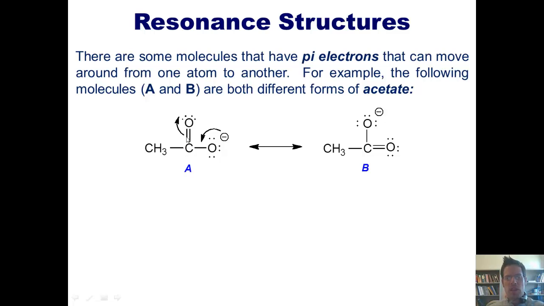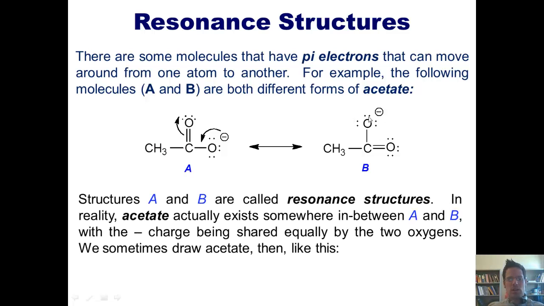Upon doing so, it would thrust the pi electrons up onto this oxygen. What happens then is now there's a carbon-oxygen double bond here, and these pi electrons that were formerly being shared are now up on this oxygen, giving it a negative charge. You'll note that structures A and B are called resonance structures. In reality, acetate actually exists somewhere in between A and B, with the negative charge being shared equally between the 2 oxygens. We sometimes draw acetate then like this.